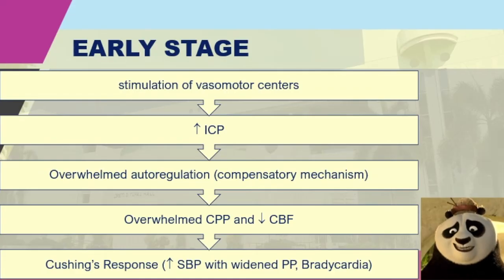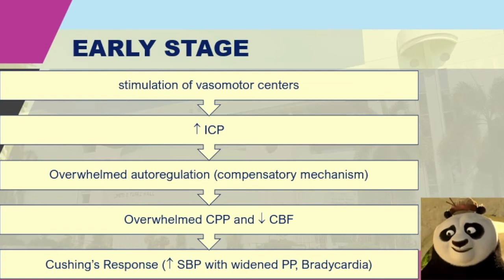Now, in the early stages of your increase in the intracranial pressure, okay, this is characterized usually by the stimulation of your vasomotor centers. The stimulation of your vasomotor centers, in turn, would increase the ICP. That would lead to an overwhelmed autoregulatory system or compensatory mechanism. Because of this overwhelmed autoregulation, class, okay, there will be an overwhelmed CPP and then a decrease in your cerebral blood flow. With the decrease in your cerebral blood flow, you'll have what you call your Cushing's response.